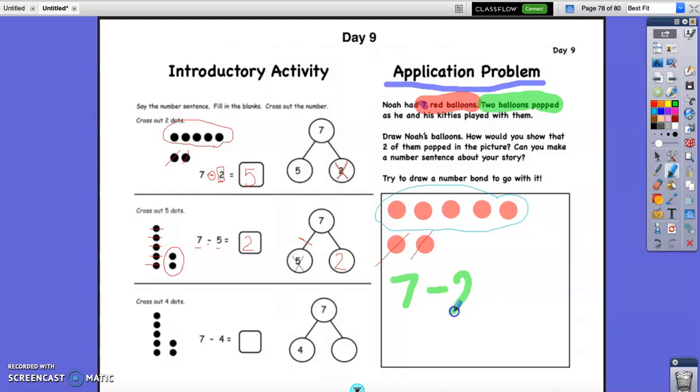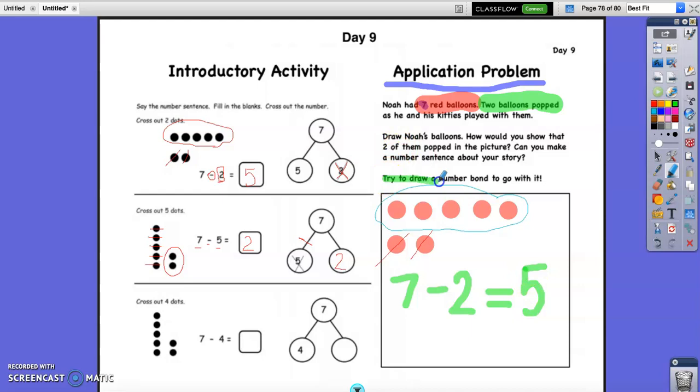And now that tells us that 7 minus 2 equals what? What number does 7 minus 2 give us? Well, we can count the circles. 1, 2, 3, 4, 5. There's 5 circles left. Or we can count on our hands. So hold up 7 fingers. Now take 2 of them away. How many's left? 5.